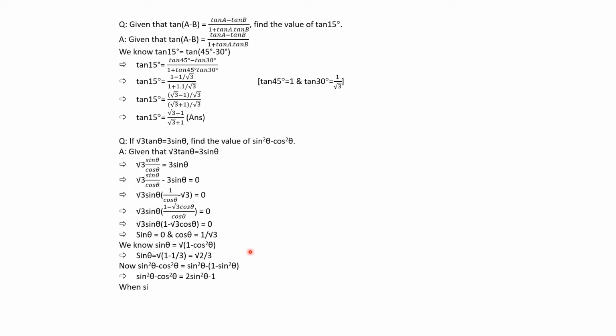So it can be written as 2 sin square theta minus 1. When sin theta equals 0, we get 2 sin square theta minus 1 equals minus 1, because the value of sin theta is 0. When sin theta equals root 2 by 3, 2 sin square theta minus 1 equals 1 by 3. Hence, the value of sin square theta minus cos square theta, either minus 1 or 1 by 3, is the answer.